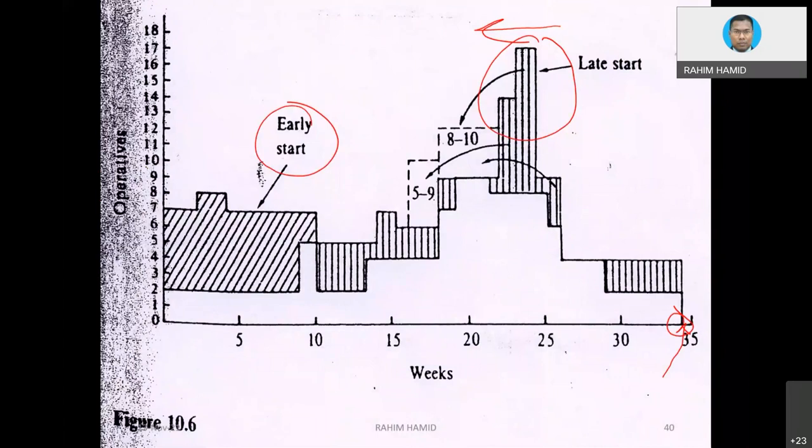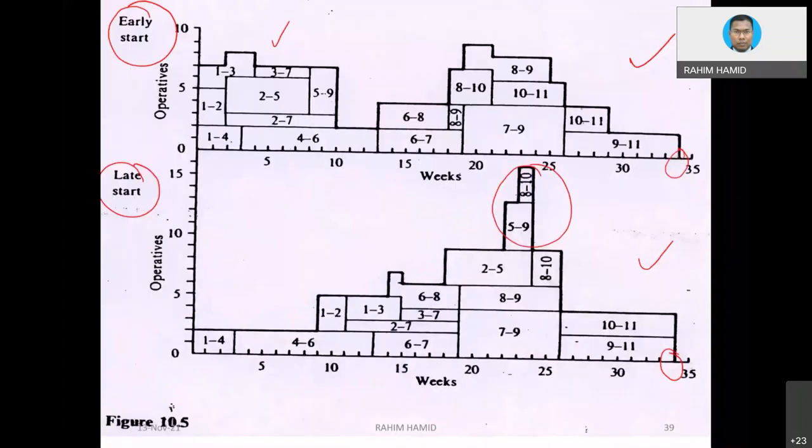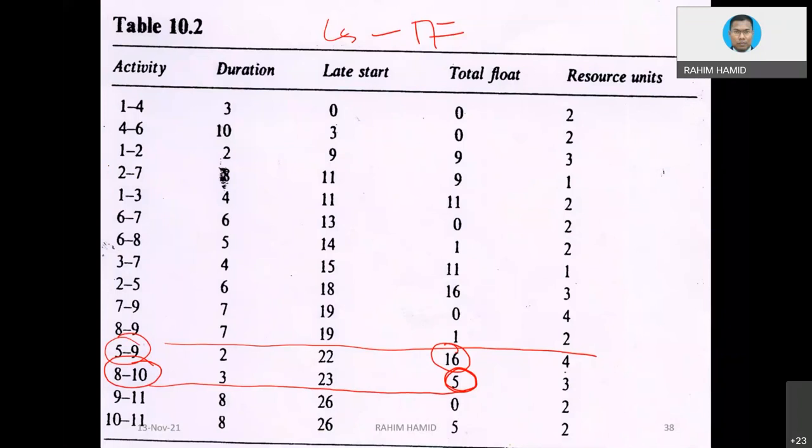That is the concept. Now we are getting a graph which is a little bit smoother and more manageable. Smooth does not necessarily mean that the graph has to be exactly like this. No, because there are some situations where you simply cannot adjust anymore because the total float might not be available. You see, with regard to certain activities, total float is 0, 0, 0, you simply cannot adjust anymore.